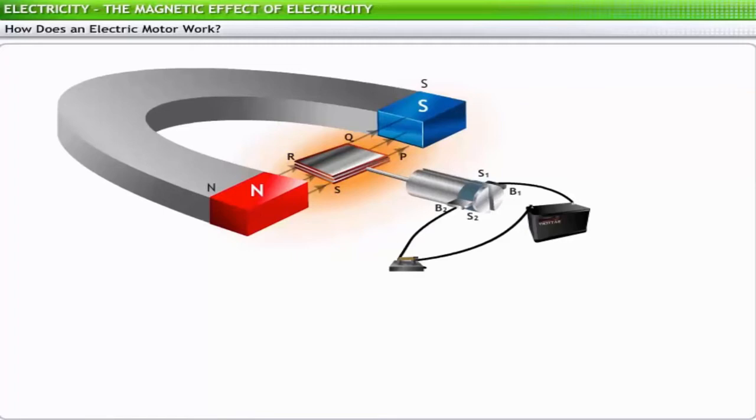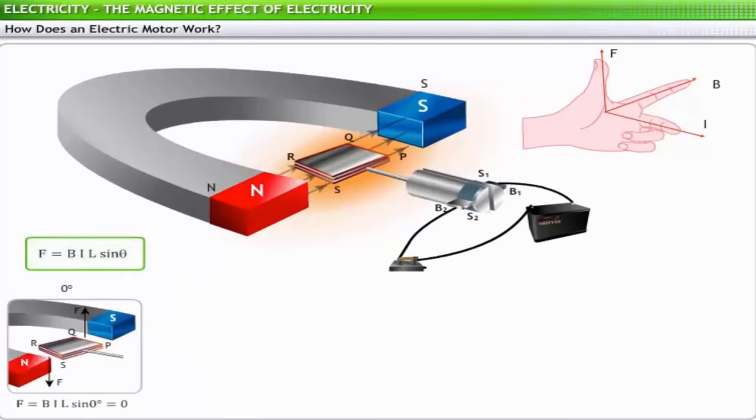Initially, current is directed from P to Q in the arm PQ and from R to S in the arm RS. This arrangement is similar to that of a current-carrying conductor in a magnetic field. According to Fleming's left-hand rule, the force on PQ acts in an upward direction and on RS in a downward direction, forming a couple.